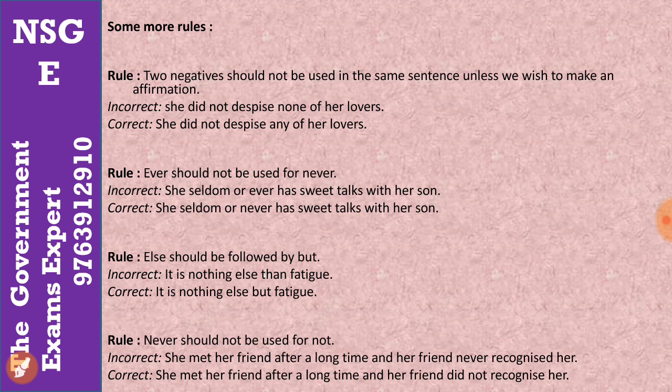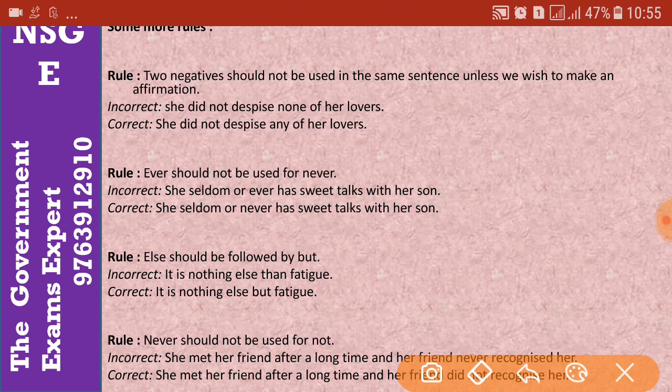Some more rules we have, so we also need to check the same. Two negatives should not be used in the same sentence unless we wish to make an affirmation. Two times we cannot use negative words. Suppose there is an example: she did not despise none of her lovers. So we shouldn't use none. Why? Because it's getting two negatives.